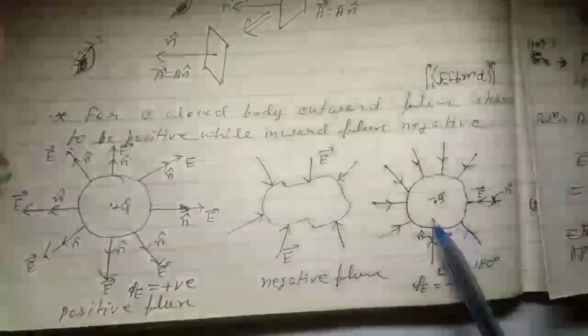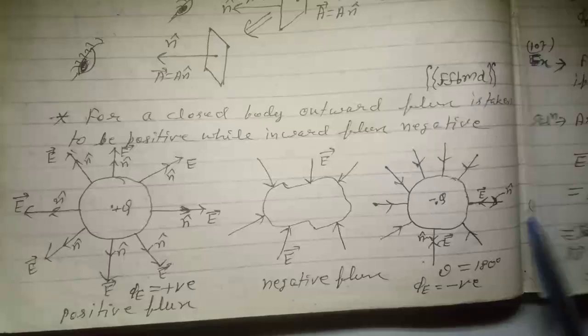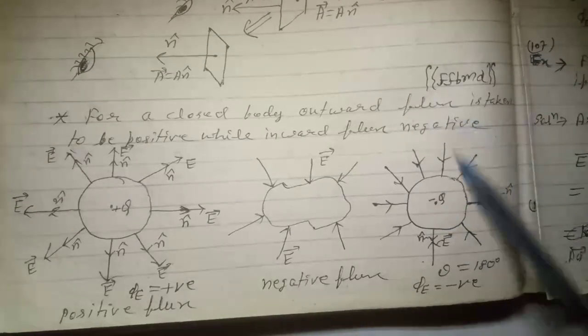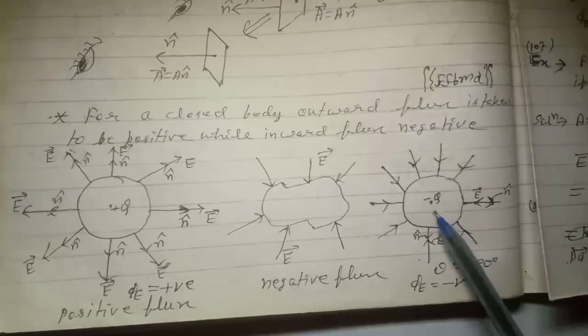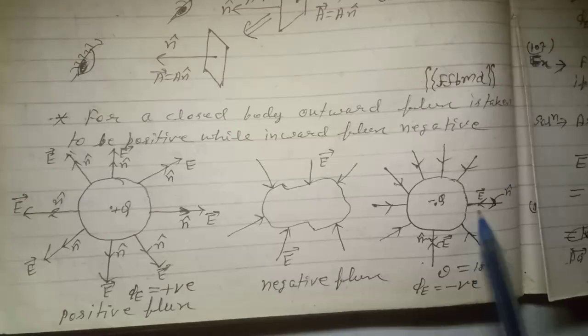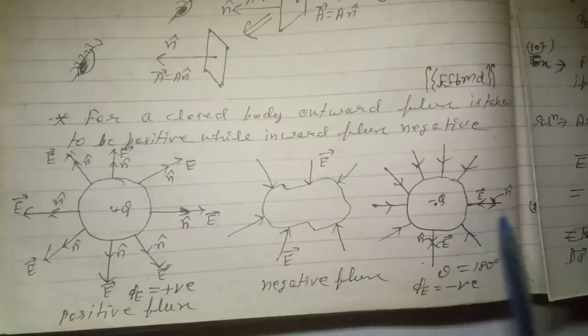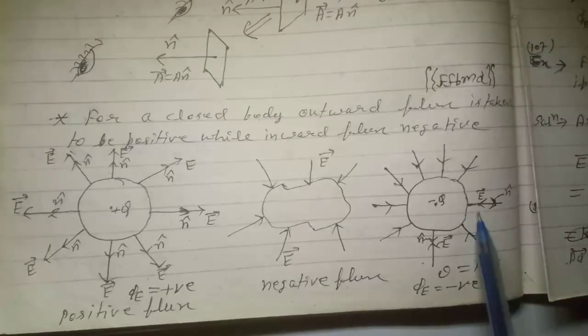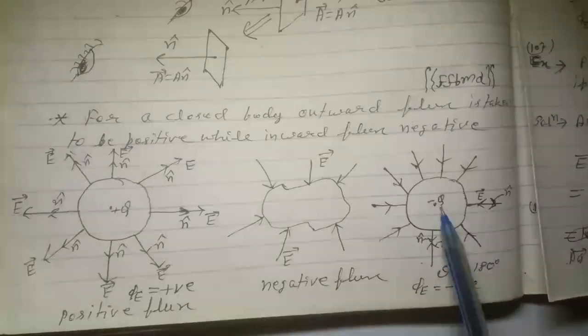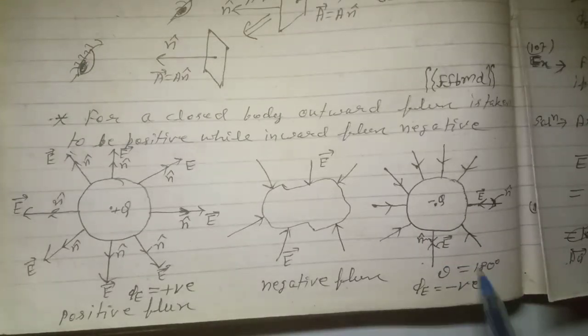For example, here it can be easily understood. Here a minus q charge is placed, so electric field lines will be in this direction towards the charge. In this case, because we are seeing the surface from outside, the area vector will be perpendicular to the surface toward us, but the electric field is towards the center. So in this case theta is 180 degrees, so phi is negative, that is, electric flux is negative.